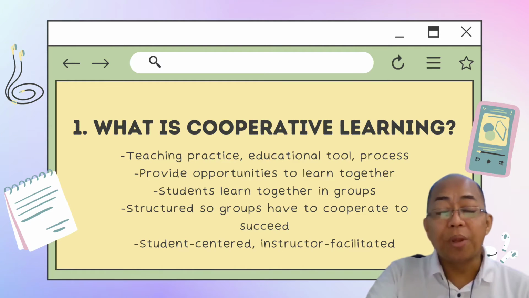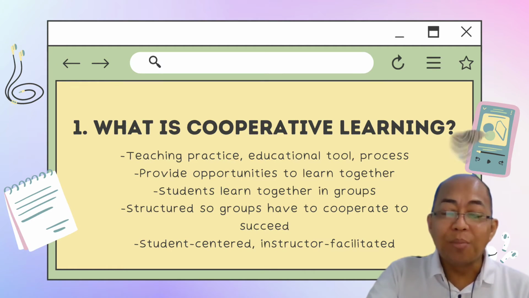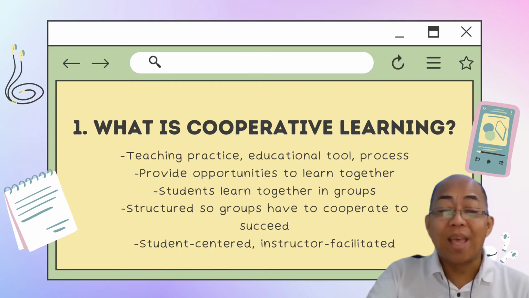So the idea of cooperative learning is students learn not only by themselves, but they learn from each other. So they are mutually interdependent. Okay, so they learn from the other members of their learning group. And of course, attention and class time are given to promote interpersonal and cooperative skills.